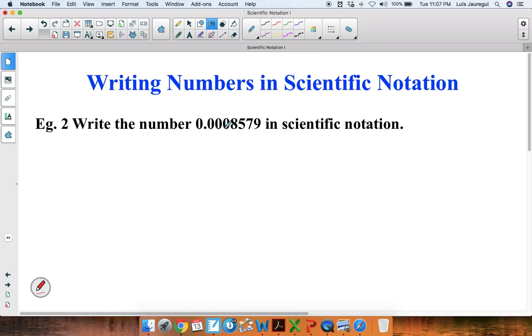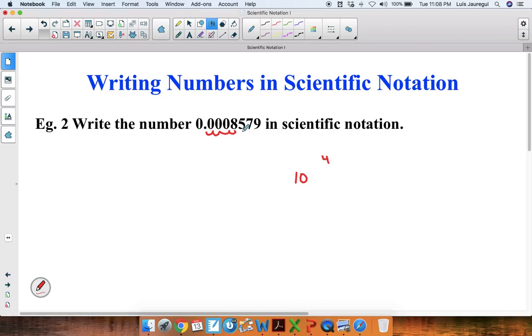Example 2. Write the number 0.0008579 in scientific notation. One more time, we're going to move the decimal point, in this case, as many times as needed so we can get the number between 1 and 10. So notice, we're going to move once, twice, 3 times, 4 times. Okay? So we know that the exponent will be a 4.